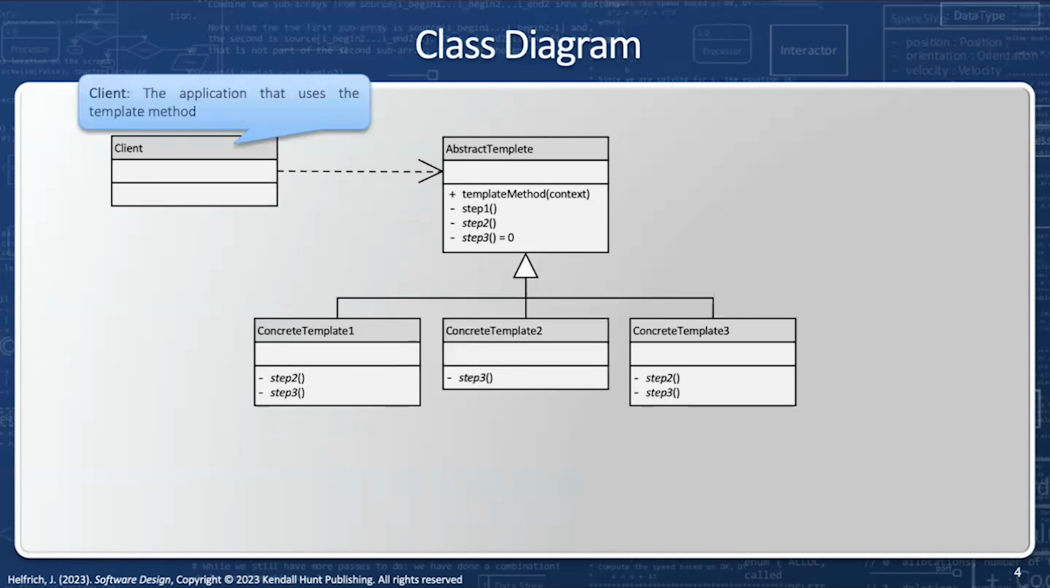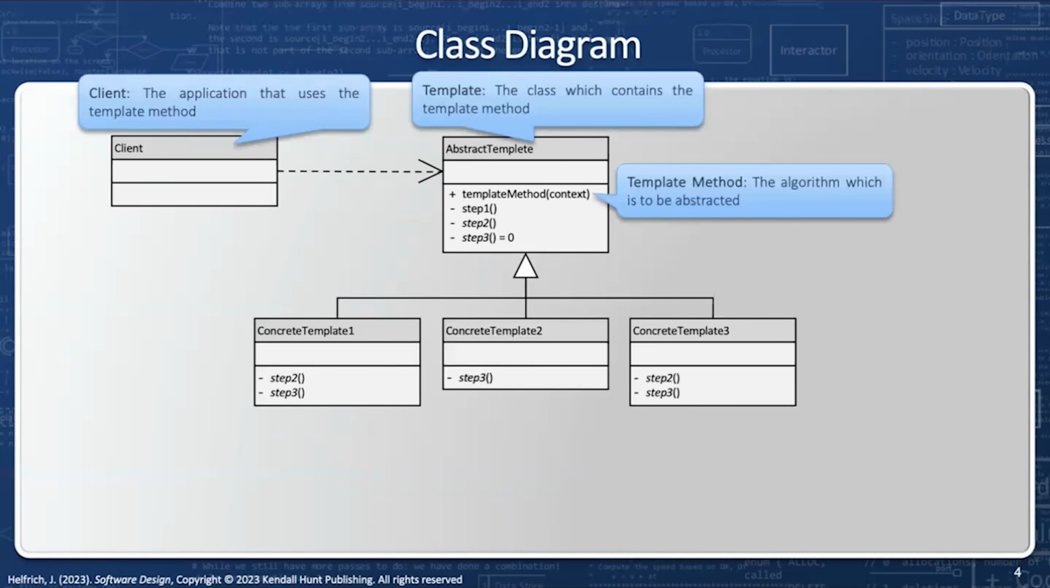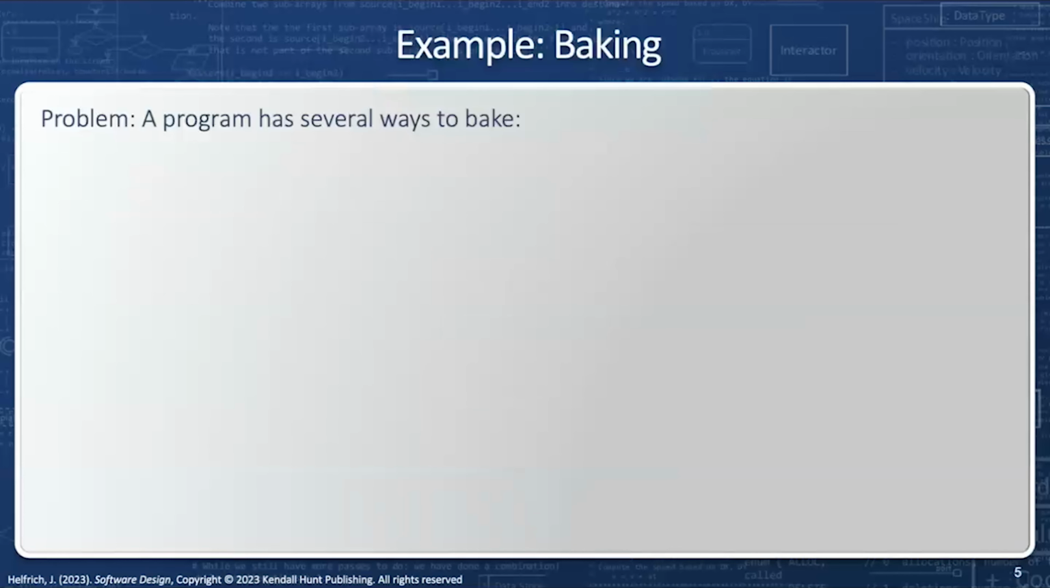So the client is obviously the client, and the template is the abstract template, and the template method is the single public method that the client can utilize. And we have the steps, in this case, step two and step three. So let's take an example of how this could work.